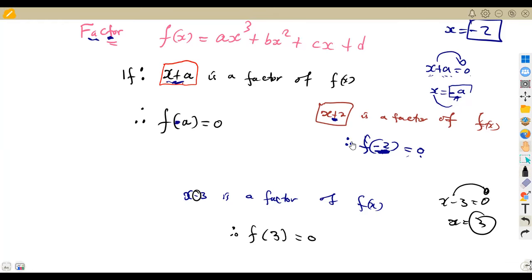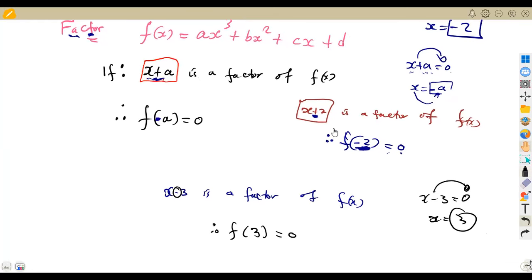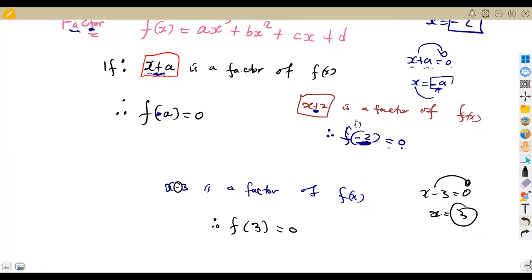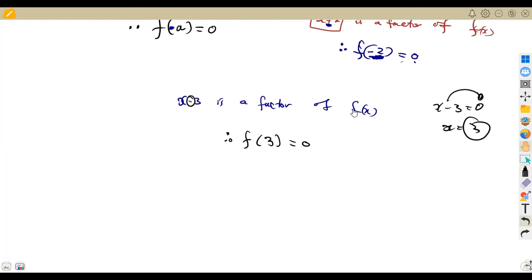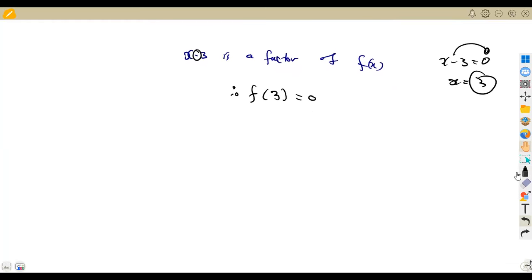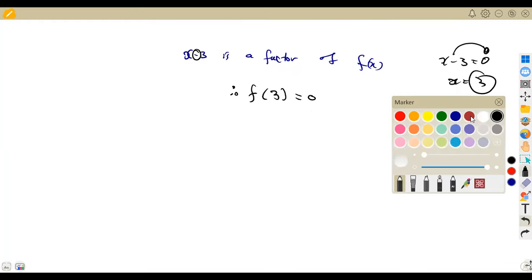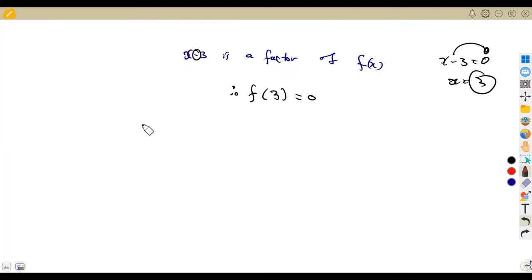So like I said, this can be used to test for a factor. If truly a certain expression is given, this can be used to test it. Before we talk about factorizing the cubic expression, you just need to test the given factors. Are they exactly the factors of those expressions or not? So this is how we can get such questions like "prove that".